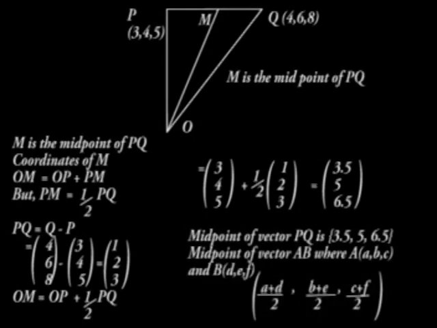In general, the coordinates of the midpoint of a vector AB, where A is (a, b, c) and B is (d, e, f), is given by ((a + d)/2, (b + e)/2, (c + f)/2).